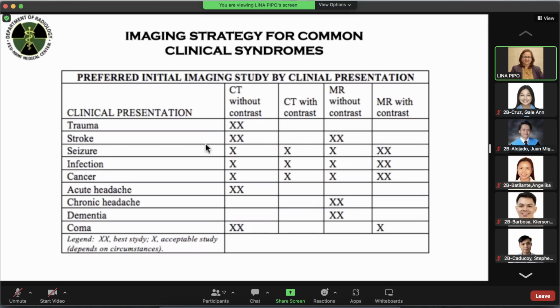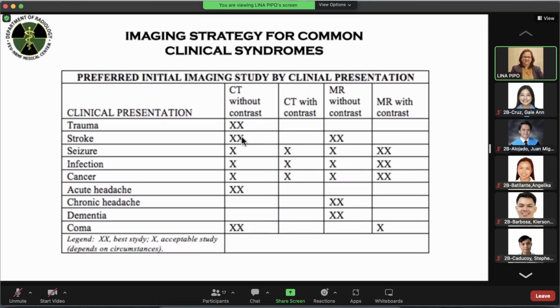Then in cases of stroke, or cerebrovascular disease, we have two possibilities. It's either infarct or hemorrhage. So in cases of hemorrhage, if clinically, or after assessing the patient, you see that it is more on bleed or hemorrhage.